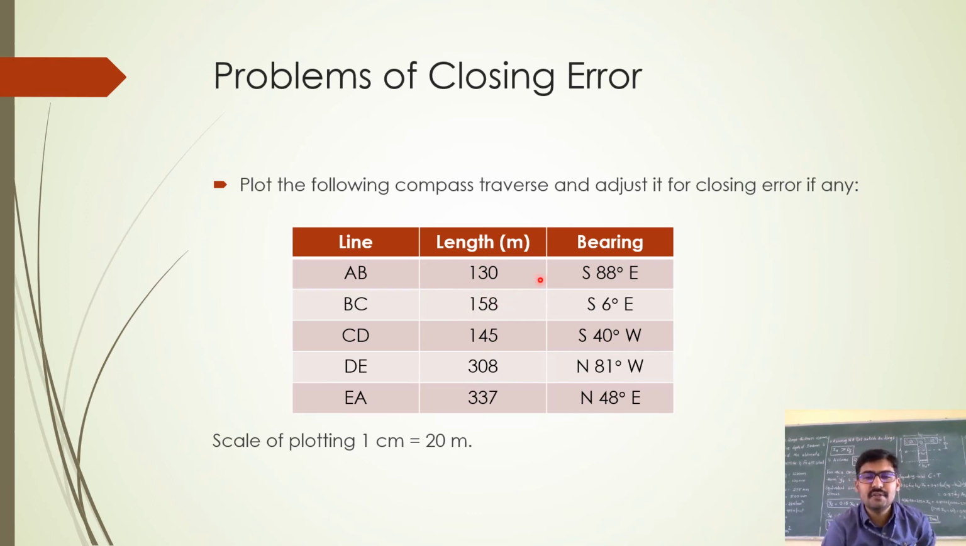In what direction should it be drawn? It should be drawn in the southeast direction, right? For south 88 degrees east, the southeast quadrant is this. It is going to be almost 90 degrees, slightly less, like this. So this is line AB, clear? In a similar way, you are supposed to draw all the lines with the given lengths converted into some scale. This is the scale given, right? Now let us see how the problem can be solved with the help of the Bowditch method.